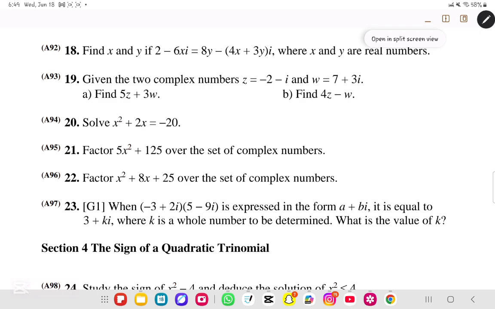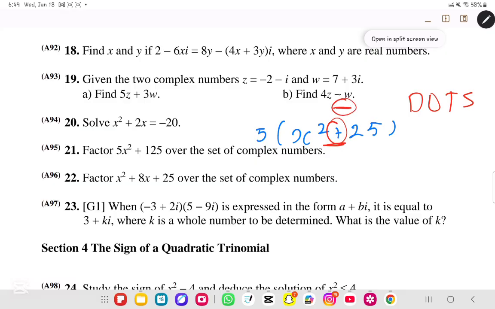What does it say in question number 21? They want us to factor this over the set of complex numbers. So very simply, what I would do in this case is first take out the common factor, which in this case is 5. So it would be 5 times x squared plus 25. As you can see, this will remind you of the difference of two squares. But the only difference is that this does not have a minus. So it's not a difference.